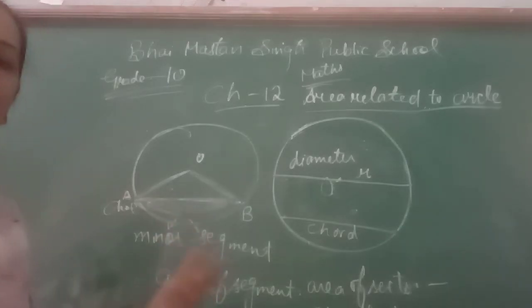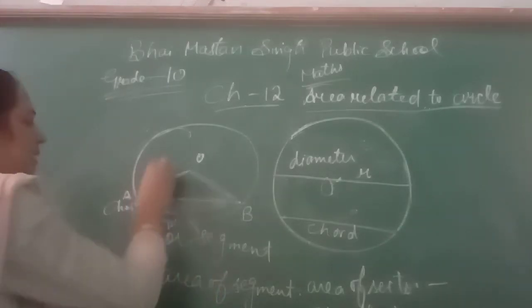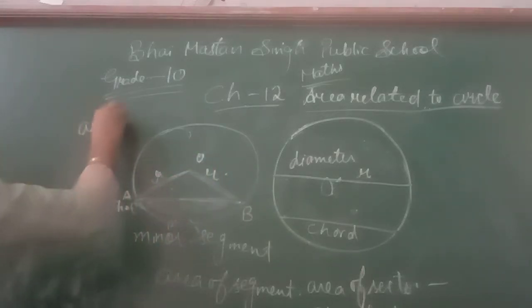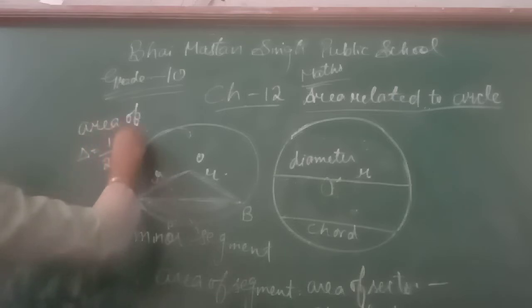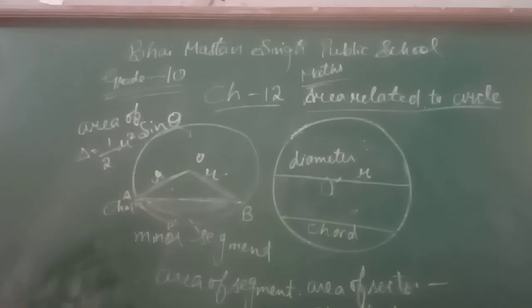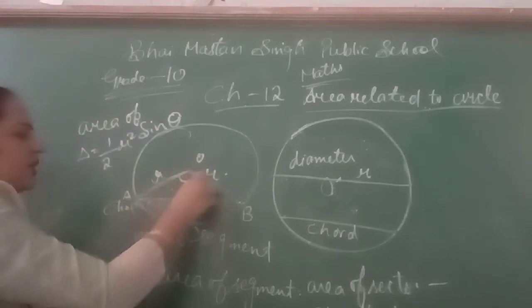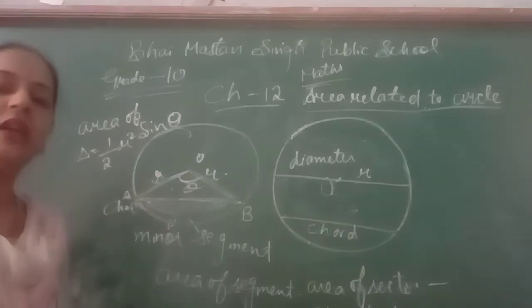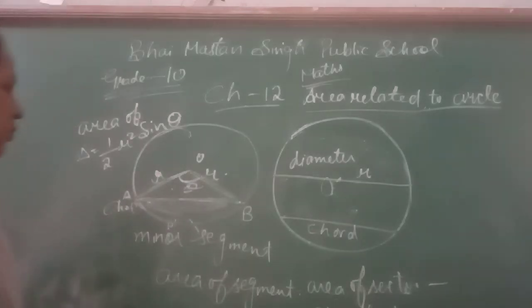Now what is the area of the triangle in this? Because the radius is given, area of triangle is equal to half r square sin theta. Theta is the angle of the sector. This must be given. The radius they already provide us. And by this formula you can solve the other questions.